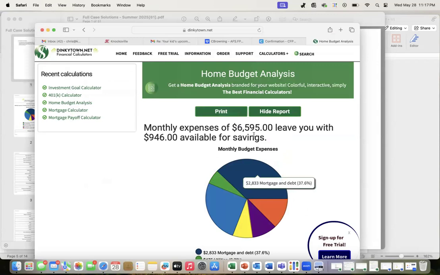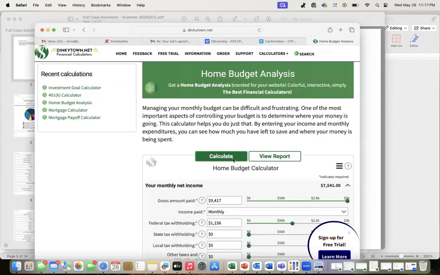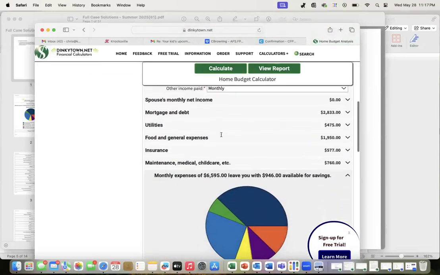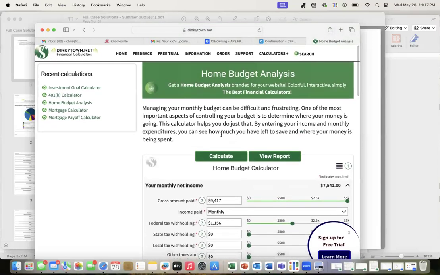Okay, so we can just close that out. I can hide the report, and it takes me back to my analysis here. All right, so this is really cool. These calculators are super intuitive and easy to use.